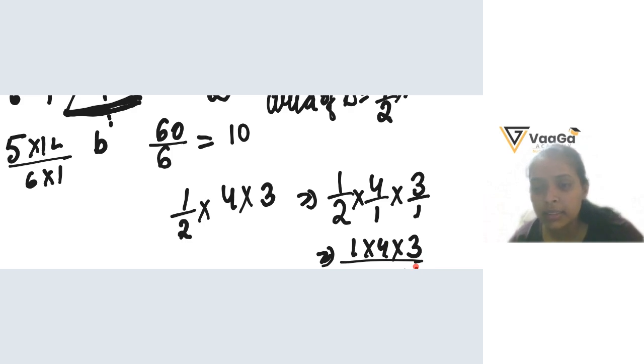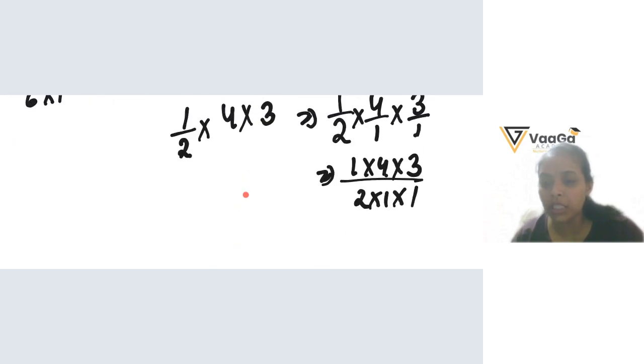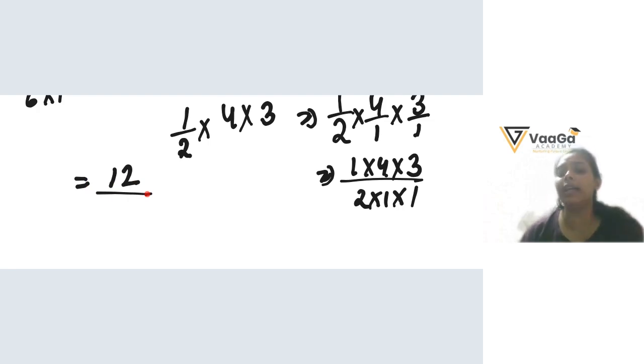Ma'am, can you scroll down? I can't see. Oh, now can you see? Yes, ma'am. So this is what I'll get. And I know that 4 times 1 is 4 and 4 times 3 is what? 12. Yes. 12 into 1 equal to 12. Right. And what is 2 times 1 times 1? It's basically 2. And simplified, the answer will be 6.